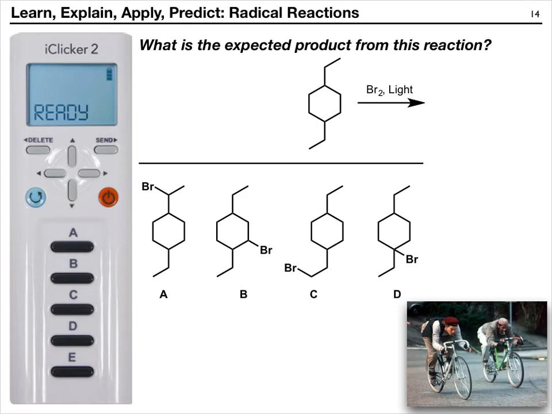So D is the correct answer because why? When we look here, we have primary, secondary, tertiary, secondary. The molecule is symmetric. So when we compare those sets, we said bromine really only goes after tertiary, and that's a tertiary substitution, so D is the correct answer.